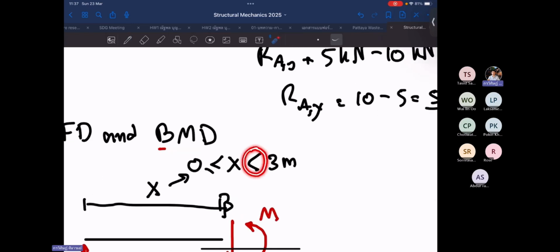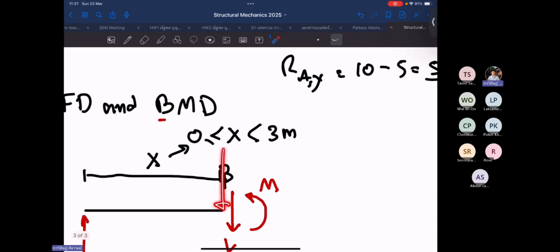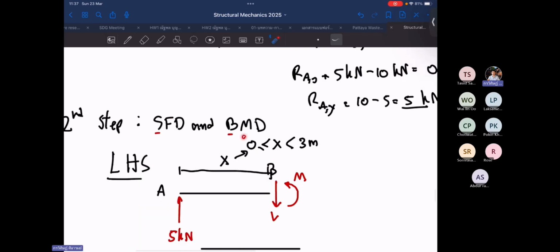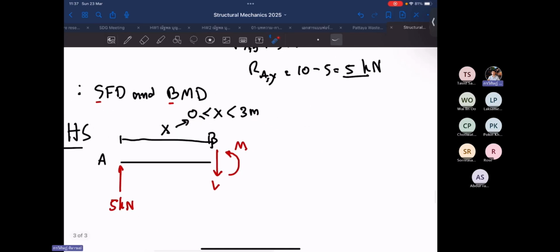It will be equal to 2.9999999 meter like that, but not reach 3, because if it reaches 3 meter, we have to introduce the point load there, which we will not do that way. So we said that x ranges from 0 to 3 meter. Then we are good to go.